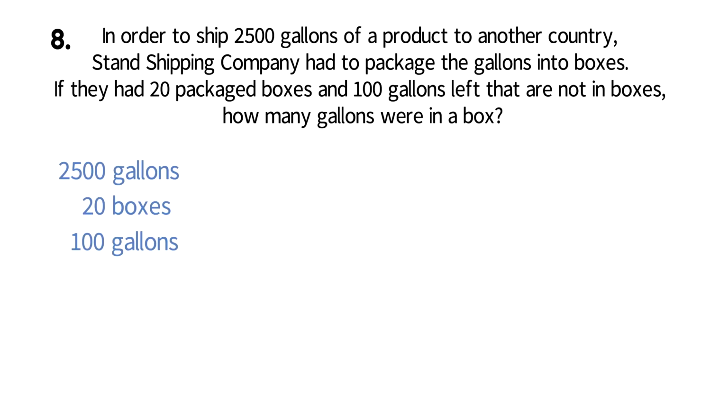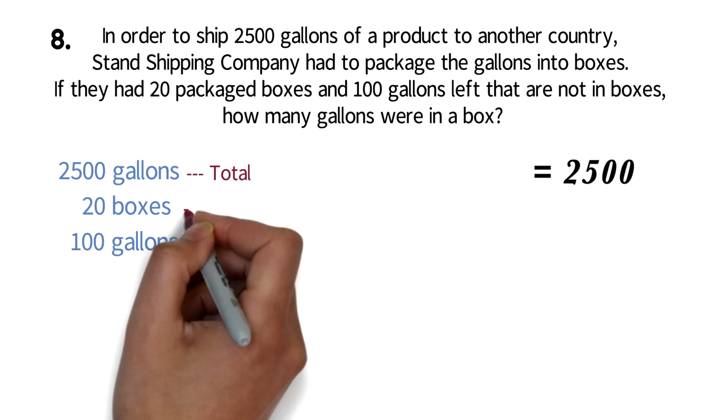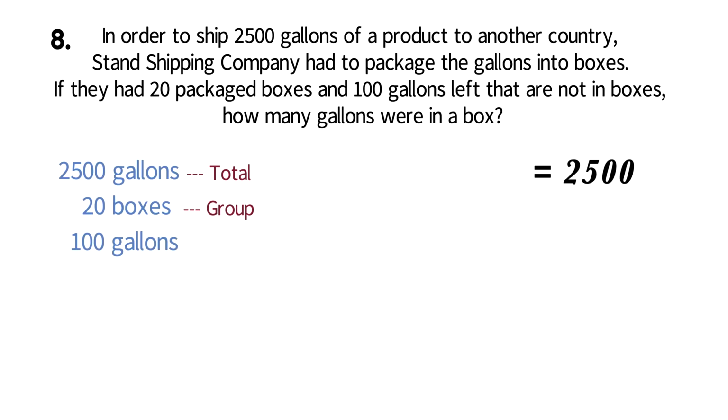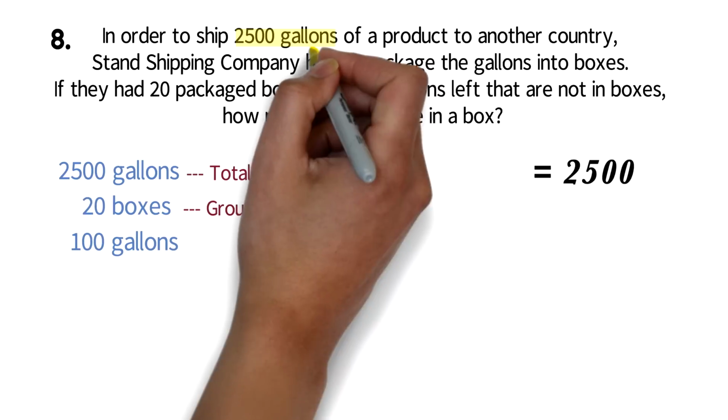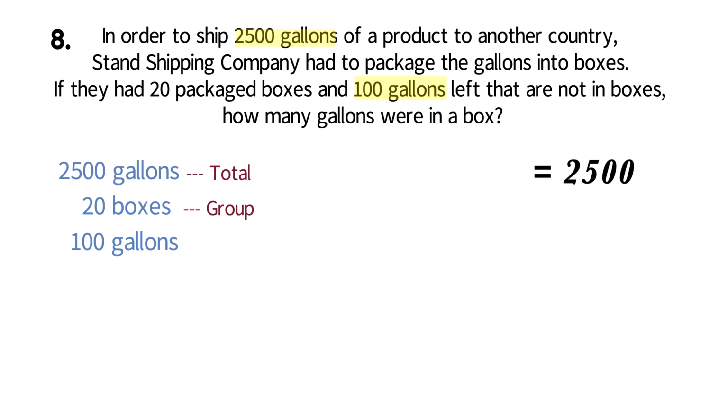The 2,500 gallons represents the total. So we have equals 2,500. The 20 boxes is what I call the group. The gallons have been grouped into boxes. For most questions, the group can also be identified as the number that represents something different from the other two numbers. So here, 2,500 represents gallons. The 100 also represents gallons, but the 20 represents boxes. So the 20 will be the group.